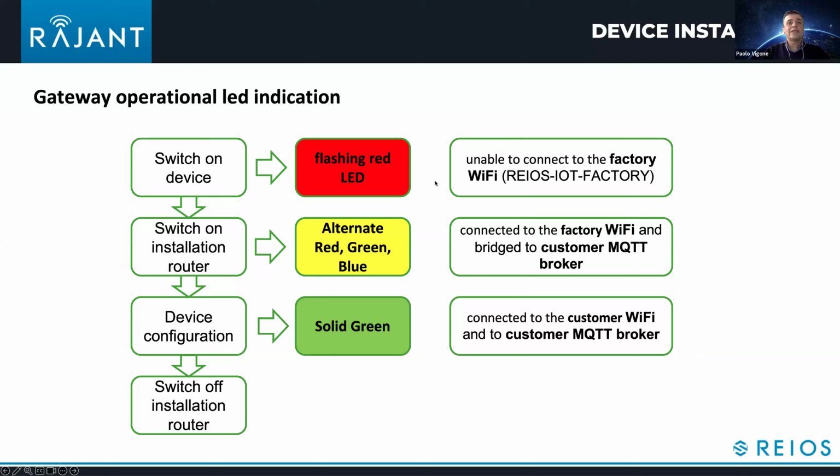Let me summarize the behavior of the devices. When you switch on the device, it has an operational LED. Typically, our gateways, our Square, have an operational LED, and when you switch on the device, the device is flashing red because, as I said before, the device has a factory default configuration, so it is looking for the factory Wi-Fi.